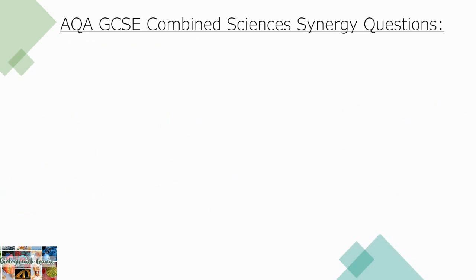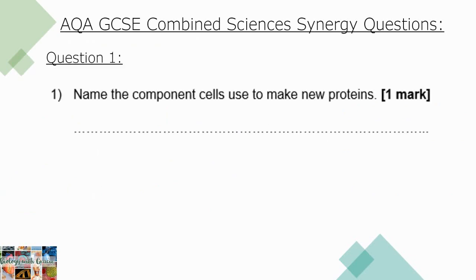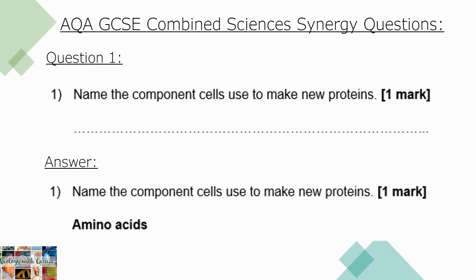Okay, so now we're going to go over some questions based on that information. So question 1, name the components cells use to make new proteins. So we know that new proteins are made of amino acids, and so our answer is amino acids.